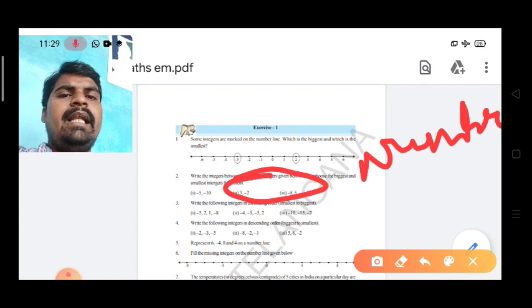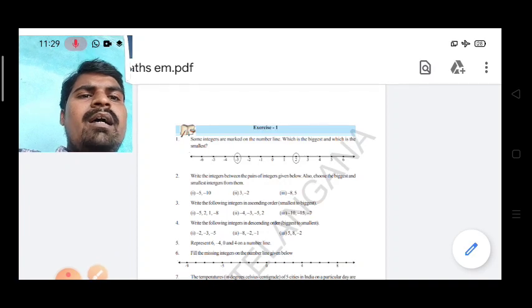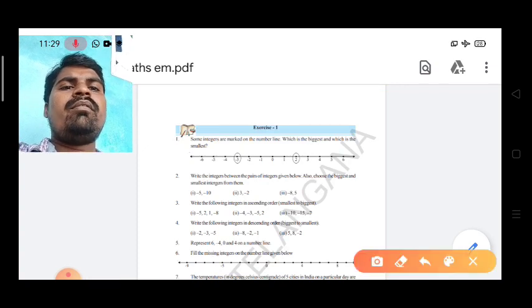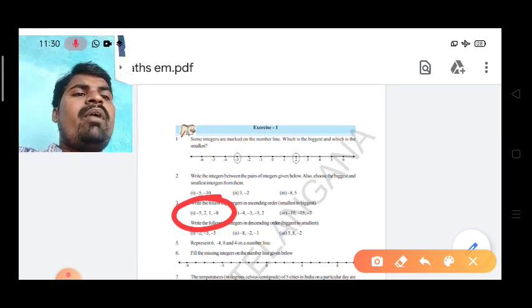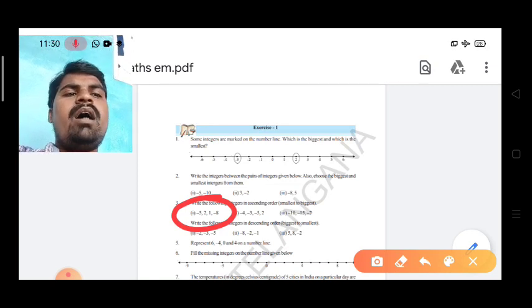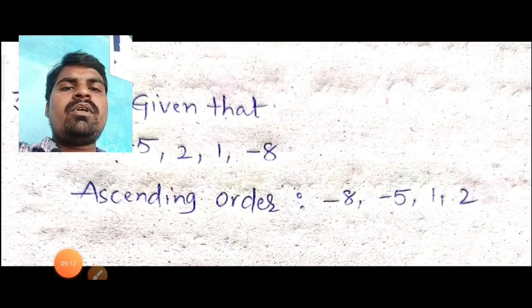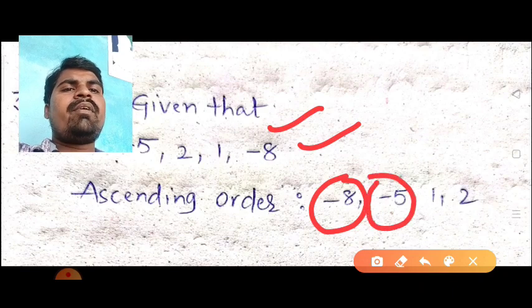And next, the third bit: write the following integers in ascending order, small to big. I already explained. Here I am going to explain one problem. The first problem, you know very well. Here 4 integers are given: -5, 2, 1, -8. Now we are going to write the ascending order, which is small to big. Once you observe the answer here, the smallest one is -8, the first. Next smaller one is -5, next 1, next 2. This is the ascending order, small to big.